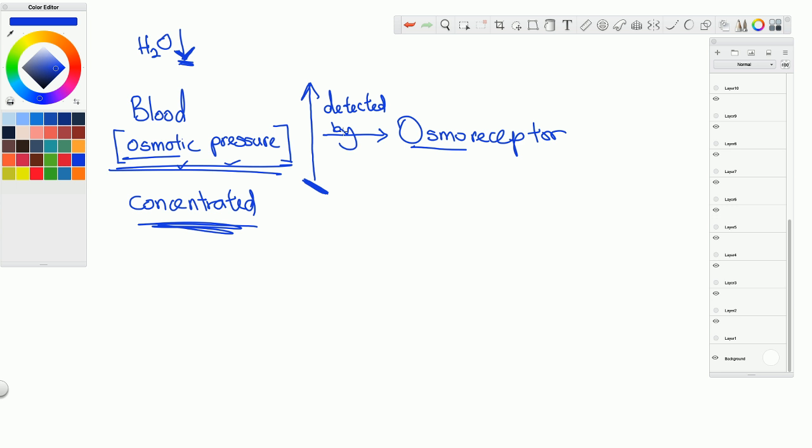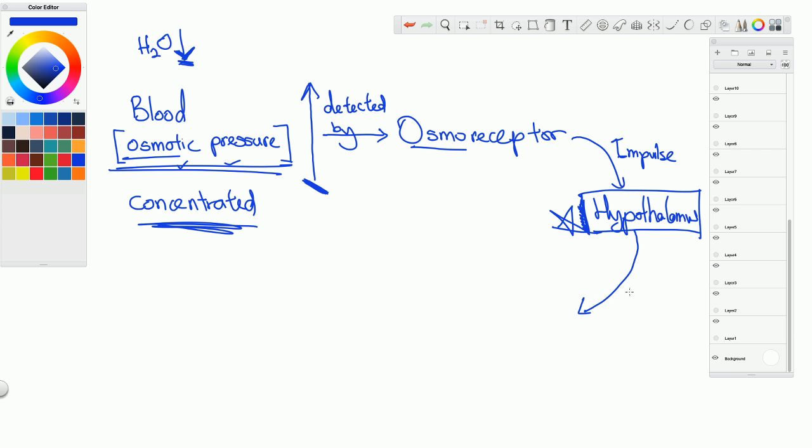by the osmoreceptor. And then from here, it will send an impulse to inform your hypothalamus. Because this is under homeostasis, which part of the brain controls homeostasis? It is our hypothalamus. This is the region of the brain that gives you the feeling of thirst. Once you feel thirsty, of course, the hypothalamus will inform the pituitary gland first. Hypothalamus will send an impulse.